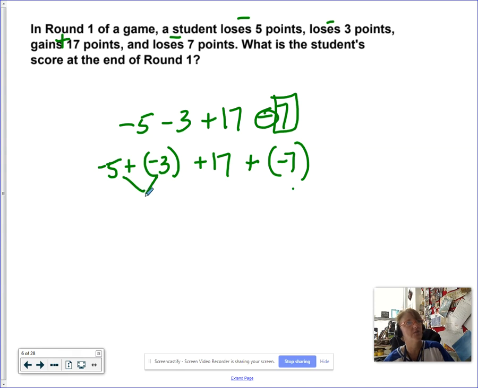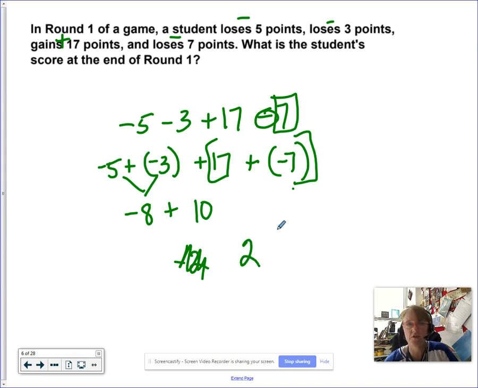Well, I'm just going to do it this way, left to right. A -5 and a -3 gives me a -8. And then you know what? I'm going to combine these two together because I see 17 and a -7 would give me +10. So I end up with, oops, not -2, +2 points. Cool.